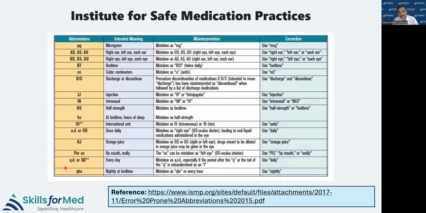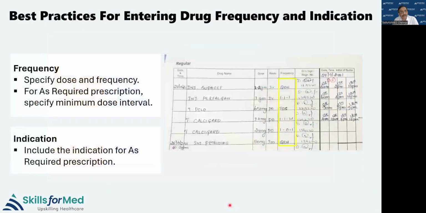So I hope I made the point. You can download this. It's a huge document listing all the dangerous abbreviations. You can implement whatever is required in your hospital.